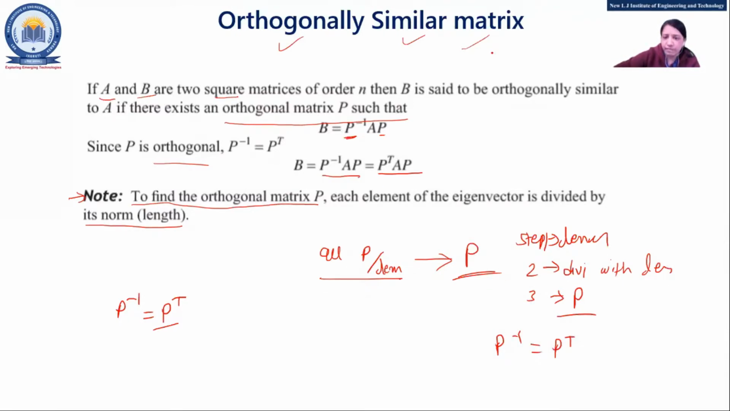Just these 4 steps you need to remember if orthogonally similar matrix is asked. Step 1, length. Step 2, division of all elements with that length. Then third, after division, whatever the answer is, that is your model matrix P. And then find P inverse, that is nothing but the transpose of P. Fine? Okay.